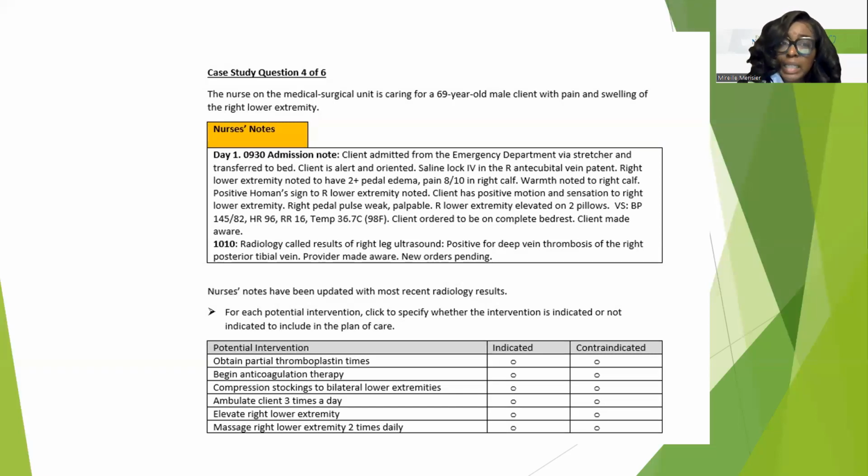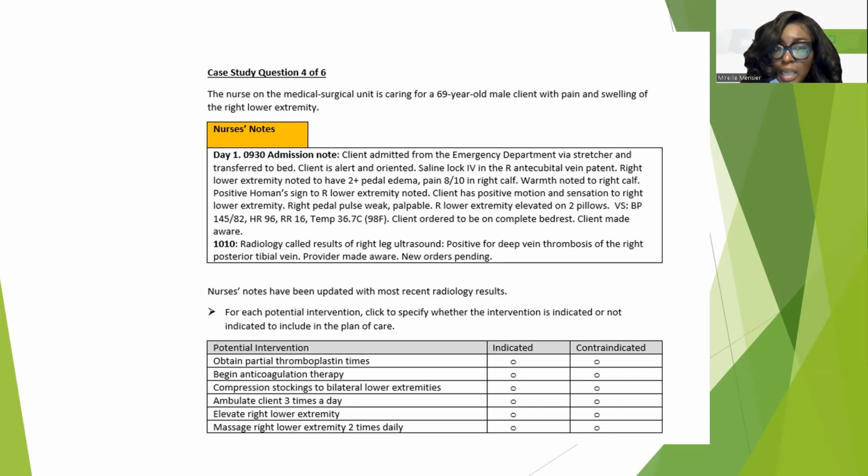Or is it contraindicated? Should I begin anticoagulation therapy? Is that indicated for patients with DVT or not? Should I apply compression stockings to bilateral lower extremities? Is that indicated or not? Should I ambulate the patient 3 times a day or not? Should I elevate the right lower extremity or not? Should I massage the right lower extremity 2 times a day or not?